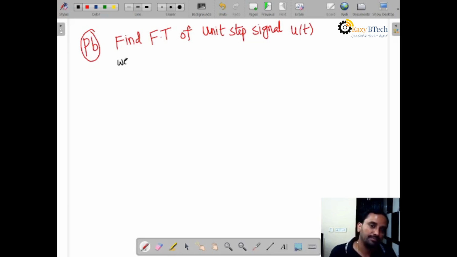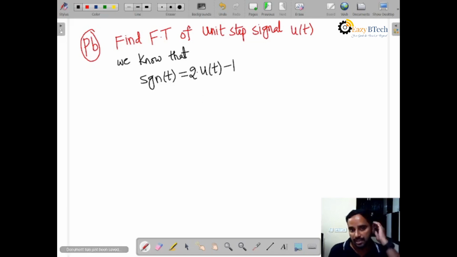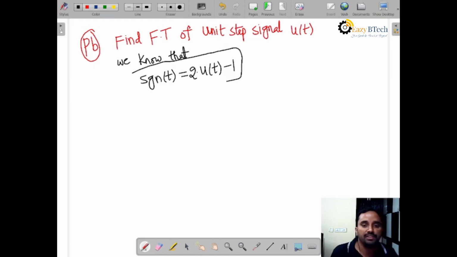So we know the relation between signum function and step function. The signum function is equal to 2 times u of t minus 1. This is the relation between signum function and step function. Already we discussed it, so I am taking it directly. Signum function can be written as 2 times step function minus 1. This relation will help us to do the Fourier transform of step function.